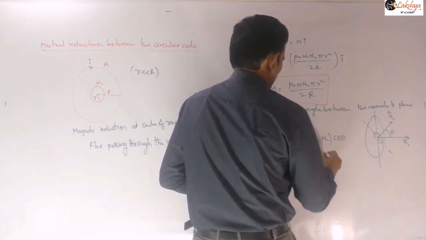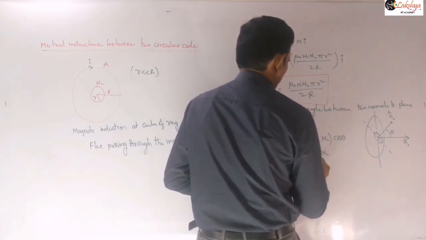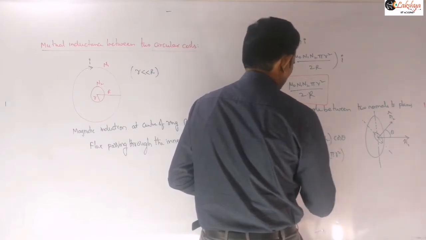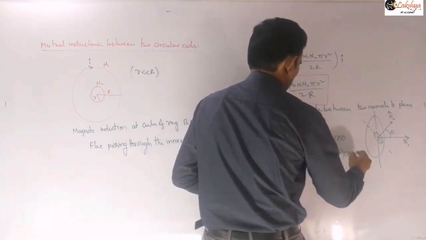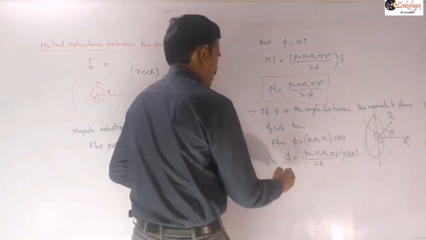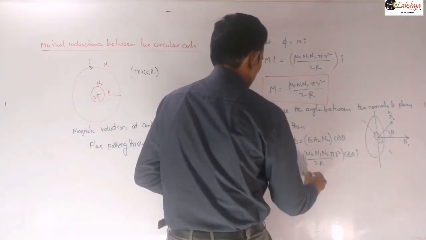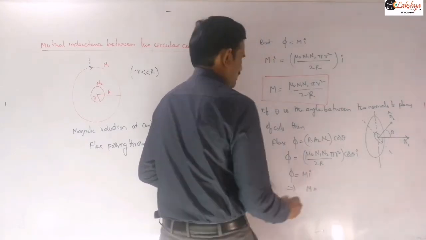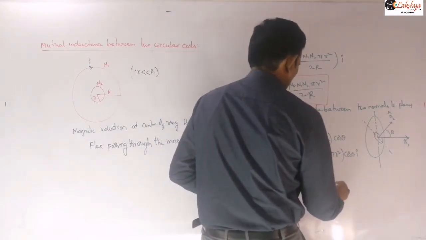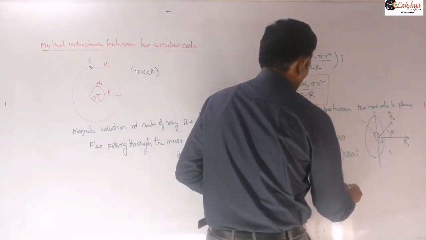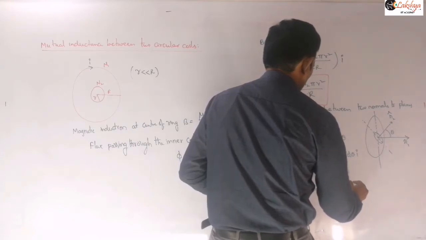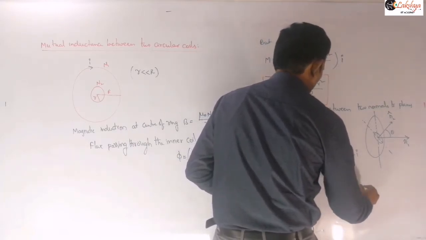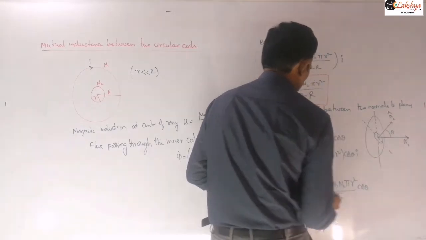Mu naught N1 N2 by 2R into pi R square into, sorry, cos theta into I. So this value is equal to, but phi is equal to Mi. Therefore in this case the mutual inductance will be mu naught N1 N2 into pi R square by 2 into capital R into cos theta.